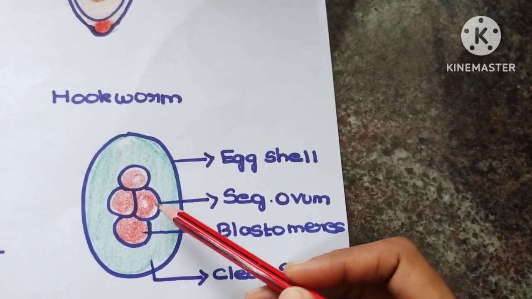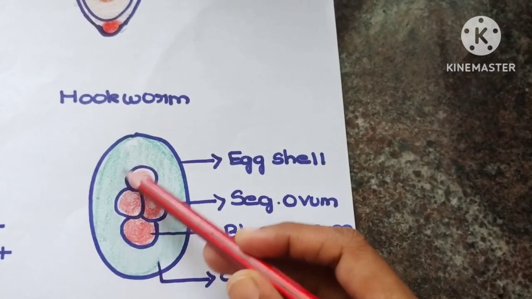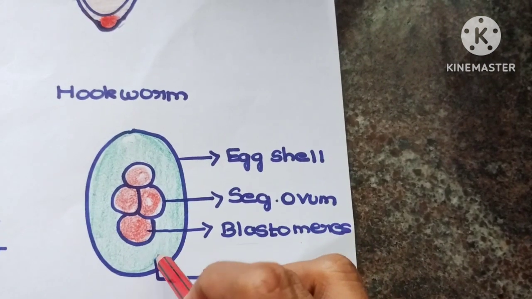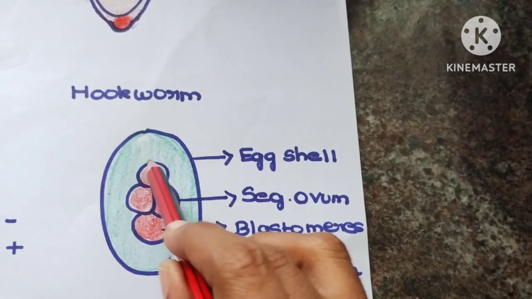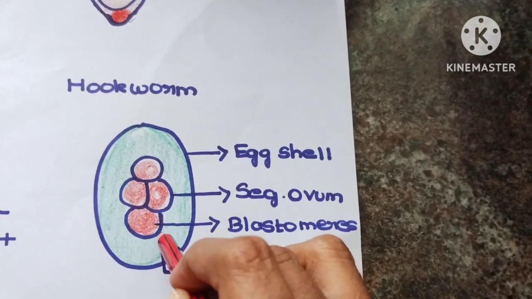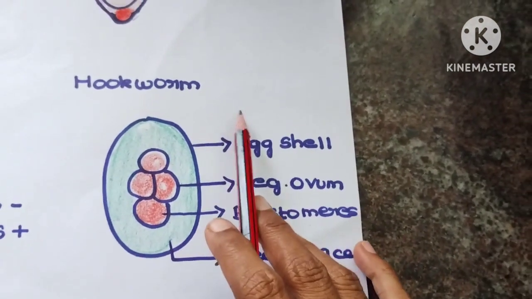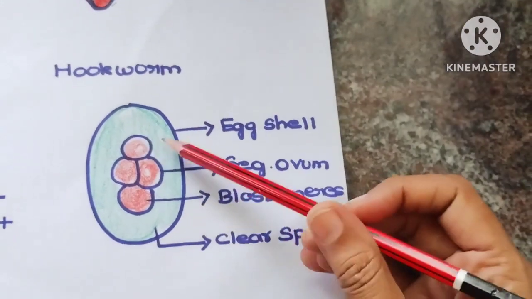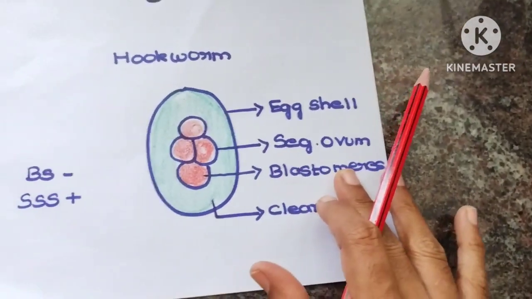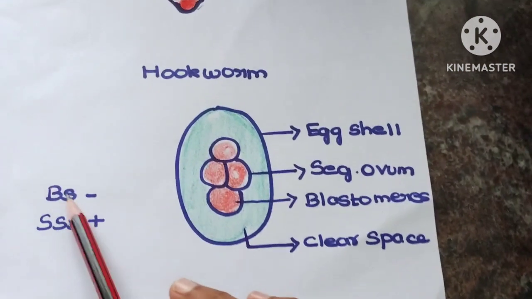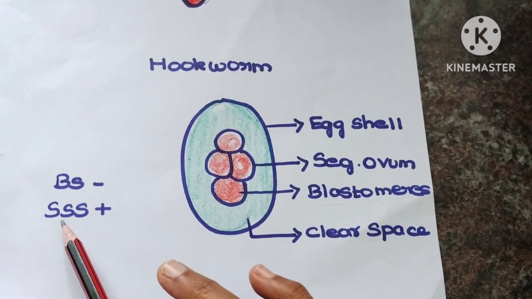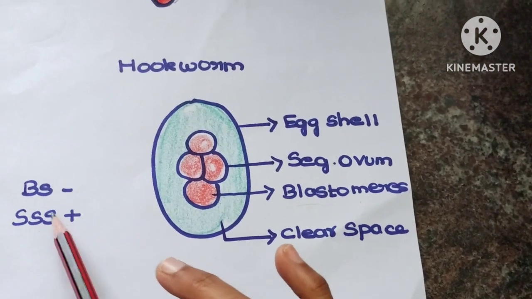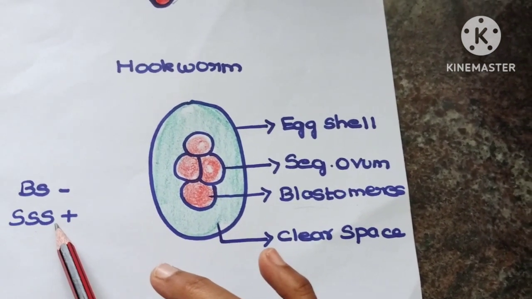Between the blastomeres and the outer shell there will be a clear space. So the main key point is the blastomere, that is, a segmented ovum. In Trichuris it is a mucus plug, and in hookworm it is a segmented ovum. Next, again it is bile stained, and it will float in a saturated salt solution. Just for completion's sake I am saying this, and there is a separate mnemonic for that.